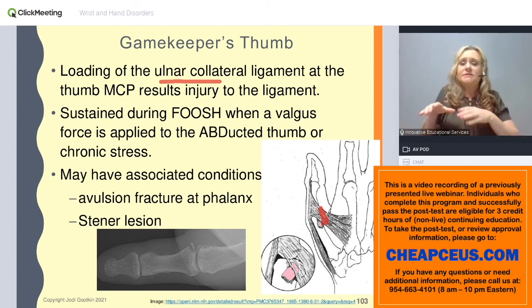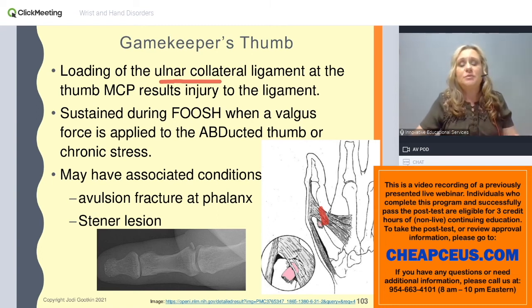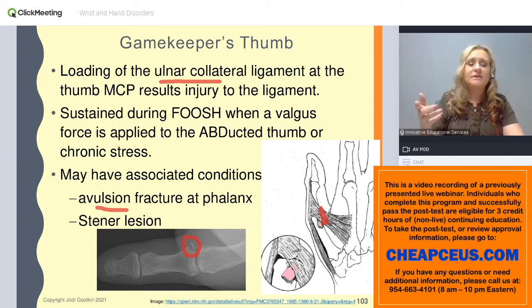Car accidents, if the thumb gets caught in the gear shift or steering wheel. Anytime we have that abduction injury, or someone who's performing a task where they have that repetitive abduction stress, not only can it cause pathology to that ligament, there might be a slight little, we see here, avulsion fracture. And if you have a patient who's rehabbing from this, we use our typical grades of ligamentous injury and progression.